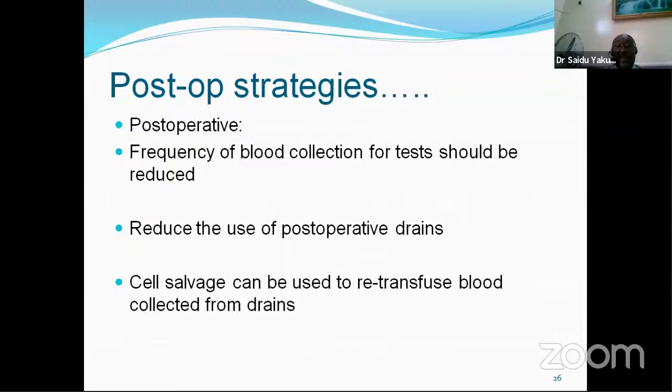Post-operatively, the frequency of blood collection for tests should be reduced. Reduce the use of post-operative drains. In the past, surgeons put in a lot of drains in order to prevent hematoma formation and infection, but it has been shown that it causes loss of a lot of blood. Cell salvage can also be used post-operatively so that the blood lost through drains can be reinfused to the patient.